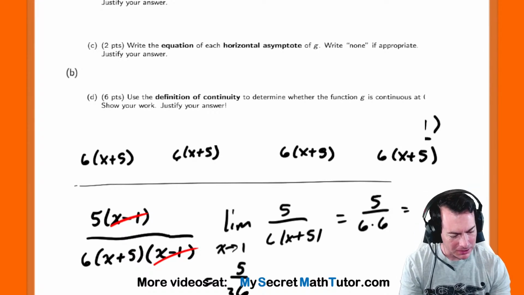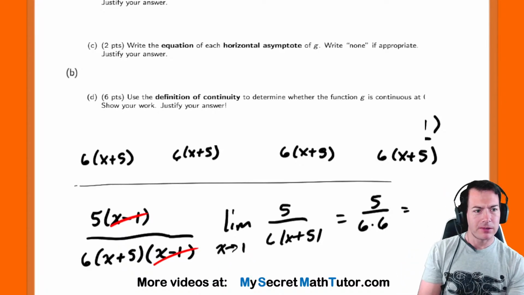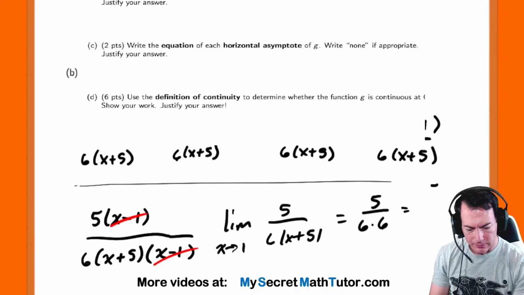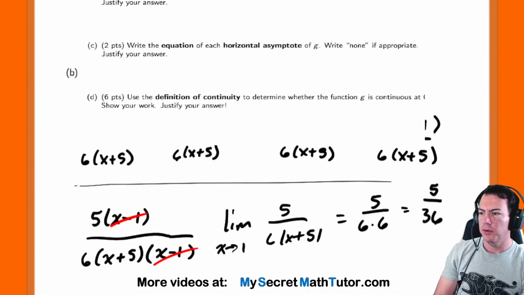Oh, I got messed up in my little message on the bottom there. Let's see, maybe I can scoot over just a little bit. 5 over 36. Yep, I think we can fit it in right there. Perfect.